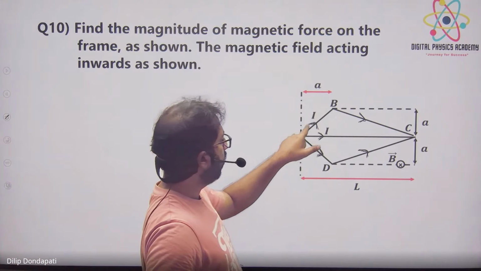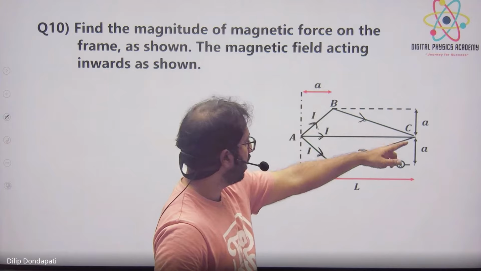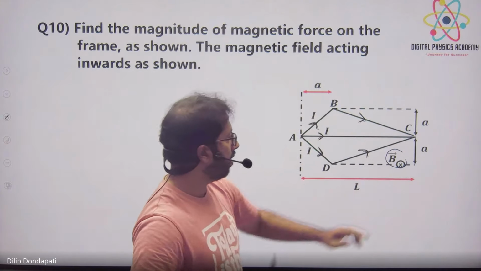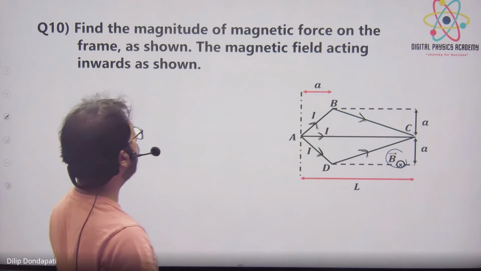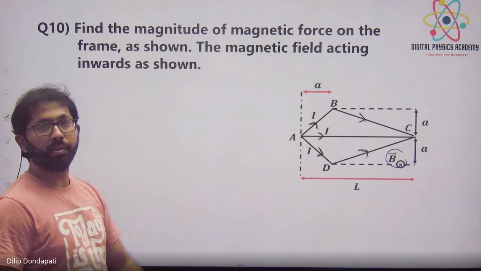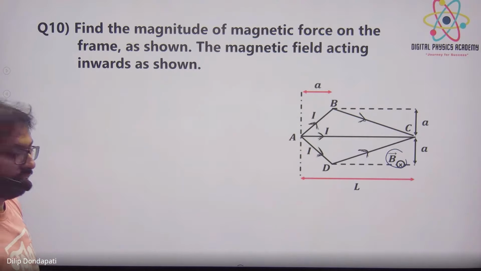Here is one current carrying wire. This is one current carrying wire, this is one current carrying wire. The magnetic field is inwards into the page, the whole magnetic field is inwards. He is telling us to calculate the magnitude of the magnetic force on the frame. I need the magnetic force on the complete frame. Calculate.